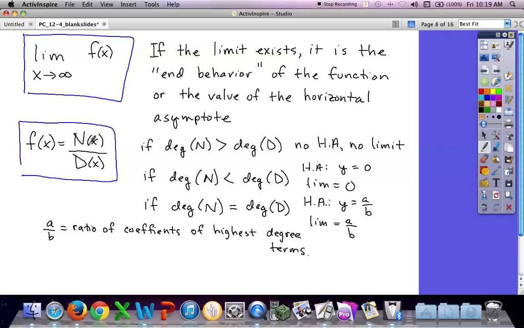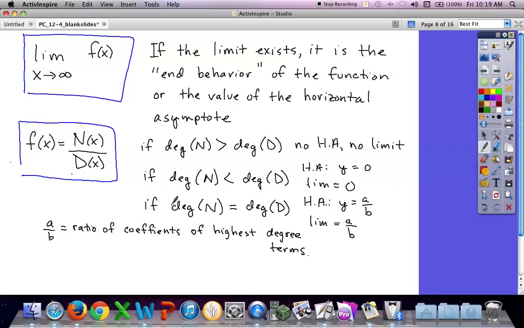When the degree of the numerator, meaning the highest power of x, is more than the degree of the denominator, there is no horizontal asymptote, so there is no limit. There would be no limit if we took the limit of that function as x approaches infinity. If the degree of the numerator was less than the degree of the denominator, then the horizontal asymptote was y equals 0, which means the limit would be 0.